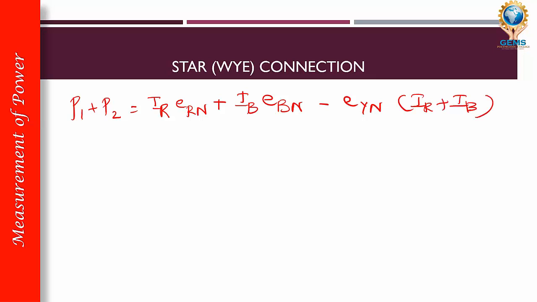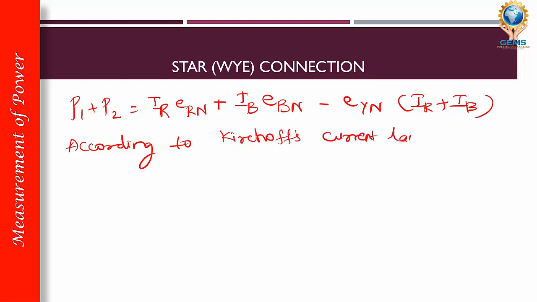Now what is Kirchhoff's current law? According to Kirchhoff's current law, the sum of the currents, that is, current in phase R, current in phase B and current in phase Y, is equal to 0. Otherwise I can write IR plus IB is equal to minus IY. I am modifying this equation.